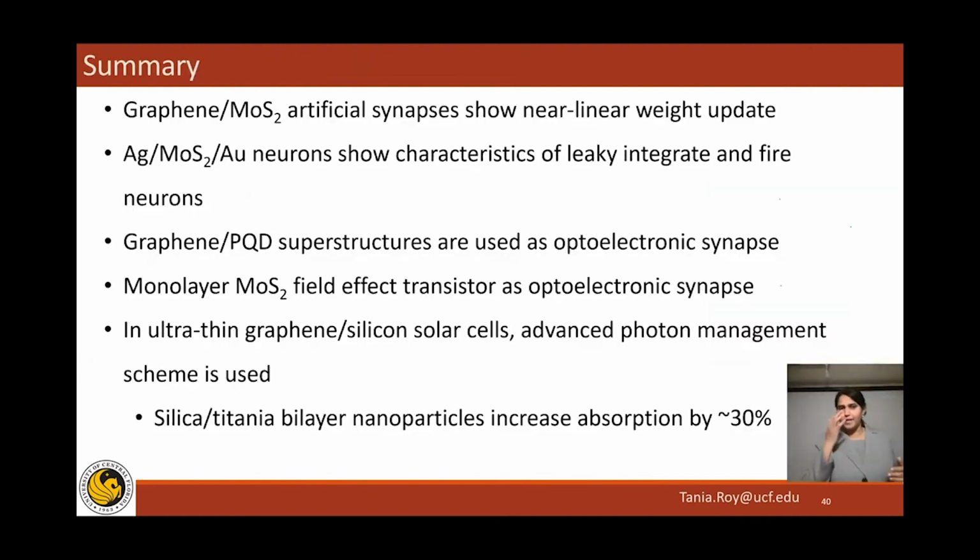So finally, to summarize, I showed you the graphene molysulfide artificial synapses, with near linear to linear weight update. I showed neurons using molysulfide using silver electrodes, and then I introduced you to optoelectronic synapses with graphene PQD superstructures and monolayer molysulfide, and then I digressed a little bit to show you some ultra thin graphene silicon solar cells where we use a bilayer light trapping scheme to increase the absorption, hence efficiency, by about 30%.